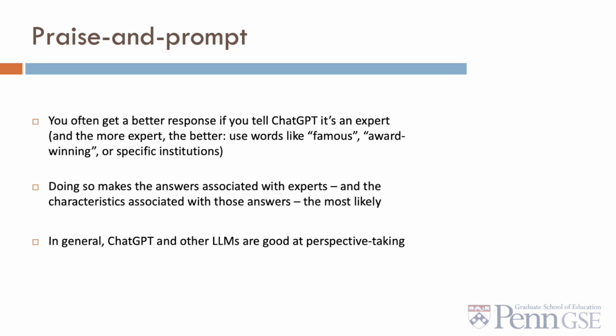One of the most widely used ones is praise and prompt. You'll often get a better response if you tell ChatGPT it's an expert, and the more expert the better. Use words like famous, award-winning, or specific institutions like the University of Pennsylvania. And the reason this works is because doing so makes the answers associated with experts, and the characteristics associated with those answers, the most likely. In general, ChatGPT and other LLMs are good at perspective taking.